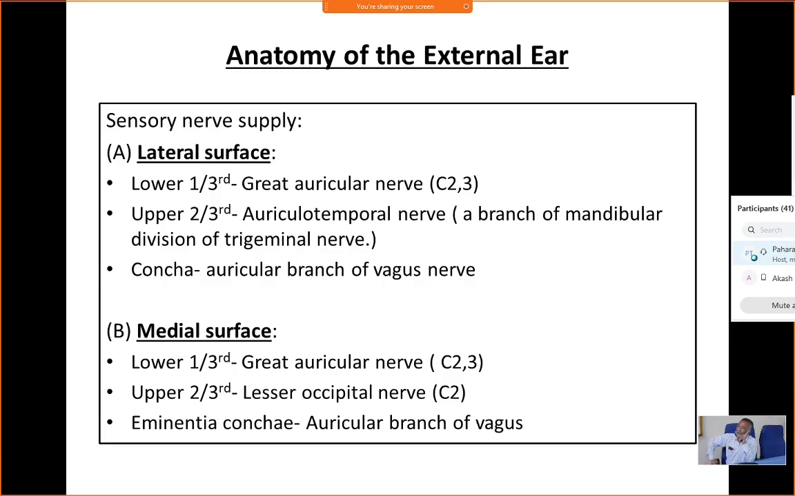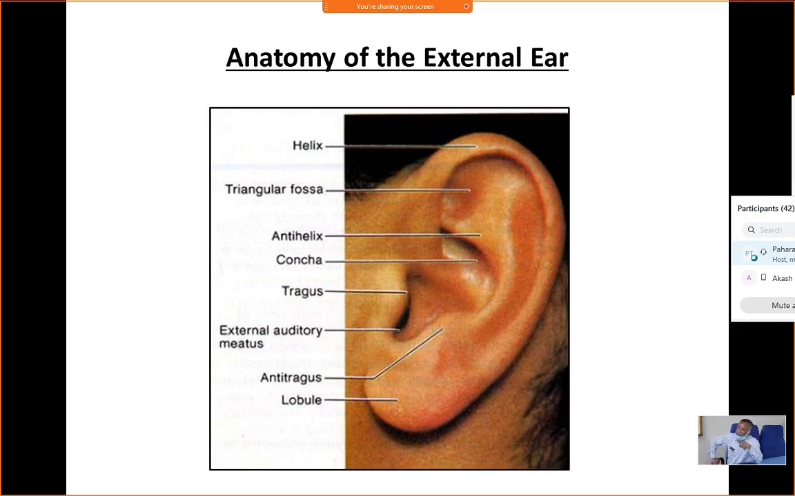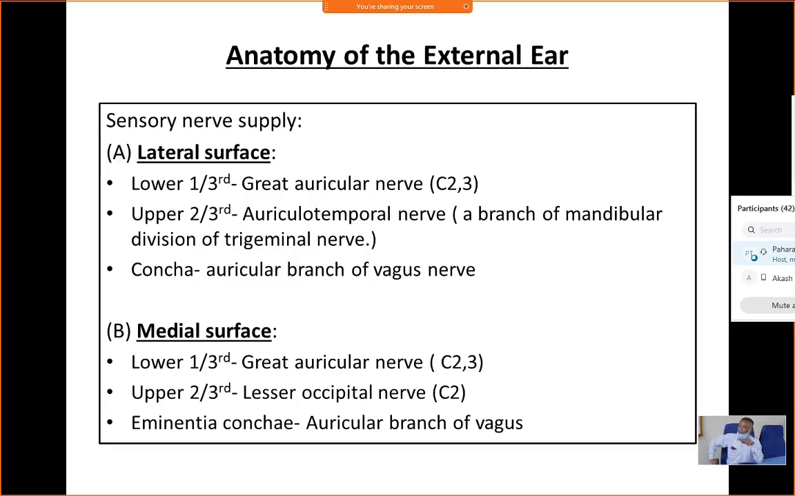Sensory supply of the lateral surface: the lateral lower one third of the pinna is supplied by the great auricular nerve, C2-3. The upper two thirds are supplied by the auriculotemporal nerve, a branch of the mandibular division of the trigeminal nerve. Then the concha, the central depression, is supplied by the auricular branch of the vagus nerve.